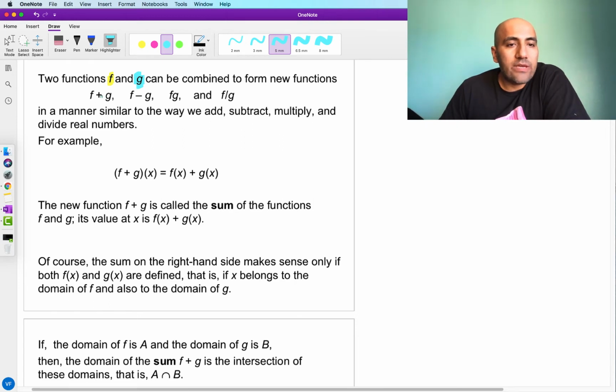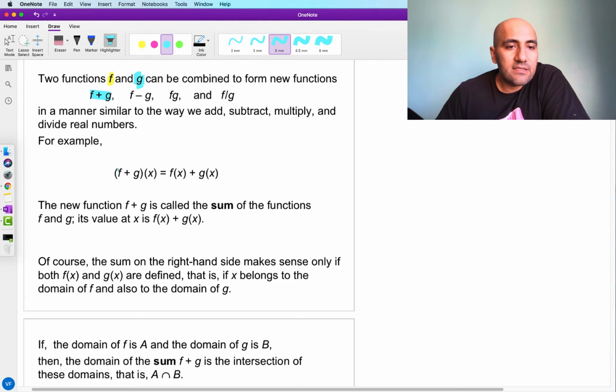And so the name we assign to it is this, right? It's convenient. That way the name tells you how you achieve it, right? So this is a new function. It just happens to have this as its name. So we can also look at the difference, f minus g, f times g, or f divided by g in a similar manner. Okay, so for example, here we have a function f plus g, right?